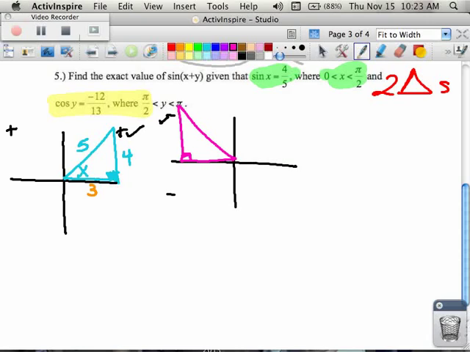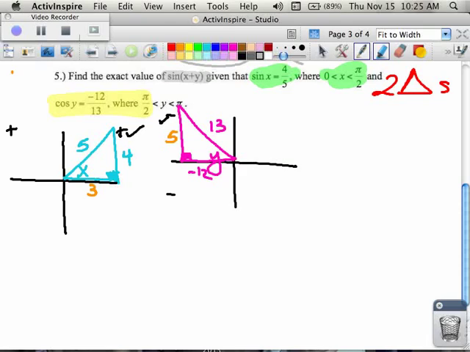What's the name of that angle? It is a y. Good job. They tell me that that cosine is negative 12 thirteenths. That means the adjacent is negative 12 and the hypotenuse is 13. We can Pythagorean theorem that and you find out it's 5. These are the two triangles that are associated with the information. Questions on that?